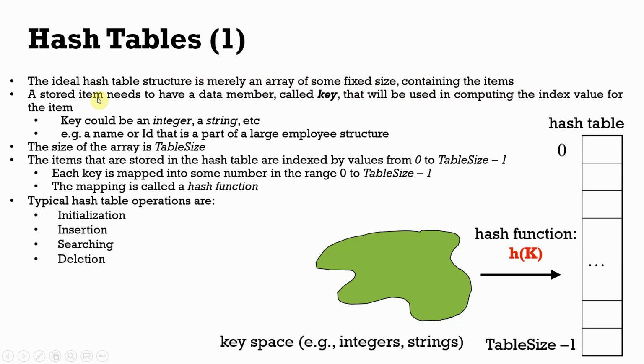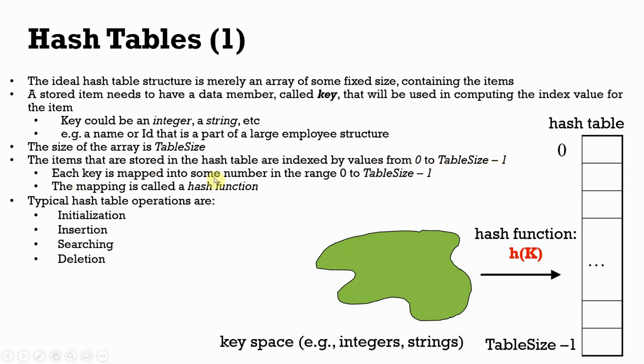A stored item needs to have a data member called key that will be used in computing the index value for the item. Key could be an integer, string, etc. For example, a name or ID that's part of a large employee structure can be the key for that data element. The size of the array is table size, so all the indices go from 0 to table size minus 1. The items stored in the hash table are indexed by values from 0 to table size minus 1.